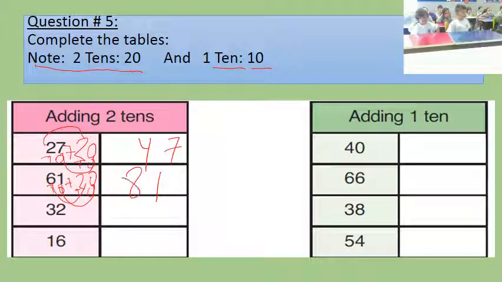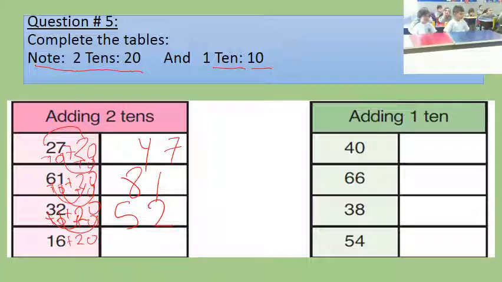6. 8. Good job. 8. 32 plus also? 20. Tens, ones. Tens, ones. Ones with the ones. 2 plus 0? 2. 3 plus 2? 5. Good job.